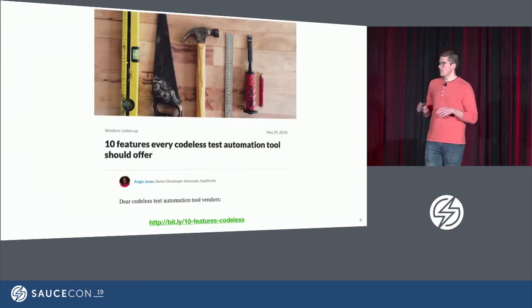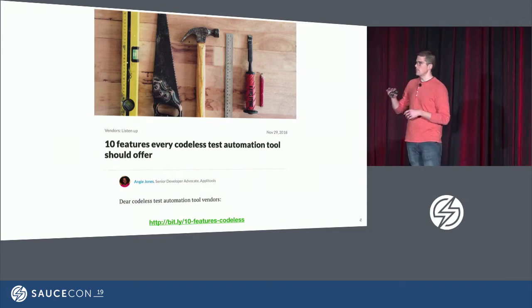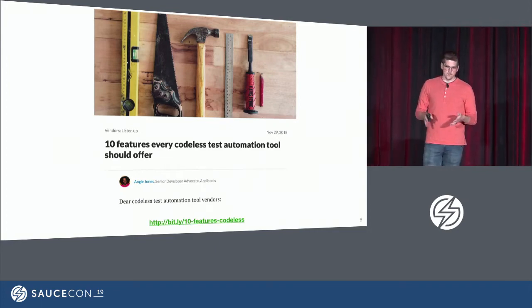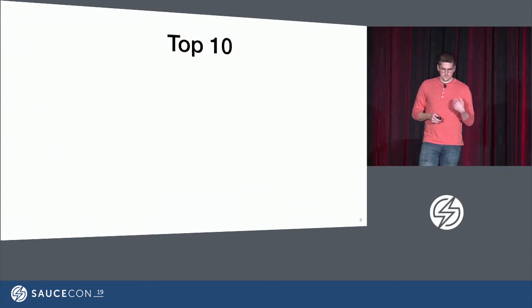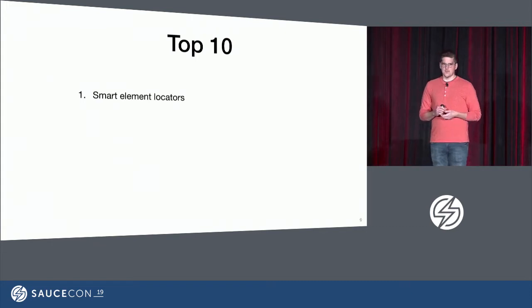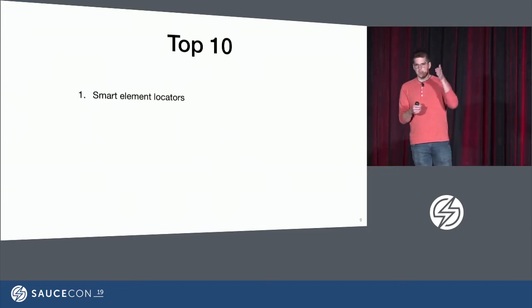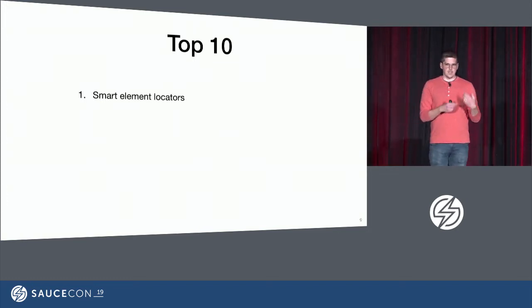To give some context around what I think goes into a good codeless tool, Angie Jones penned this blog post about the 10 features that every codeless test automation tool should offer. And I'll step through briefly the top 10. The first one is a good codeless solution should have smart element locators. So traditionally we write test automation in code and we pick a locator, and then that is how we interact with the page. That can be very brittle.